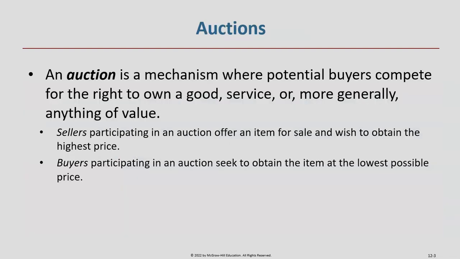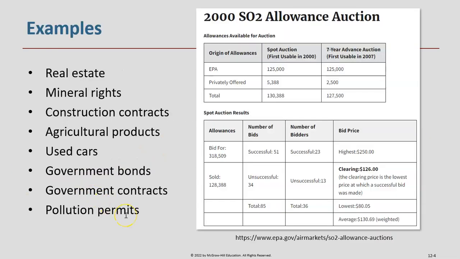Just a definition: an auction is a market mechanism where potential buyers are competing for the good or service. Sellers offer an item for sale and want the highest price, and buyers are trying to get the item at the lowest possible price. There are a lot of examples of where auctions are used in market economies. I've already mentioned real estate.